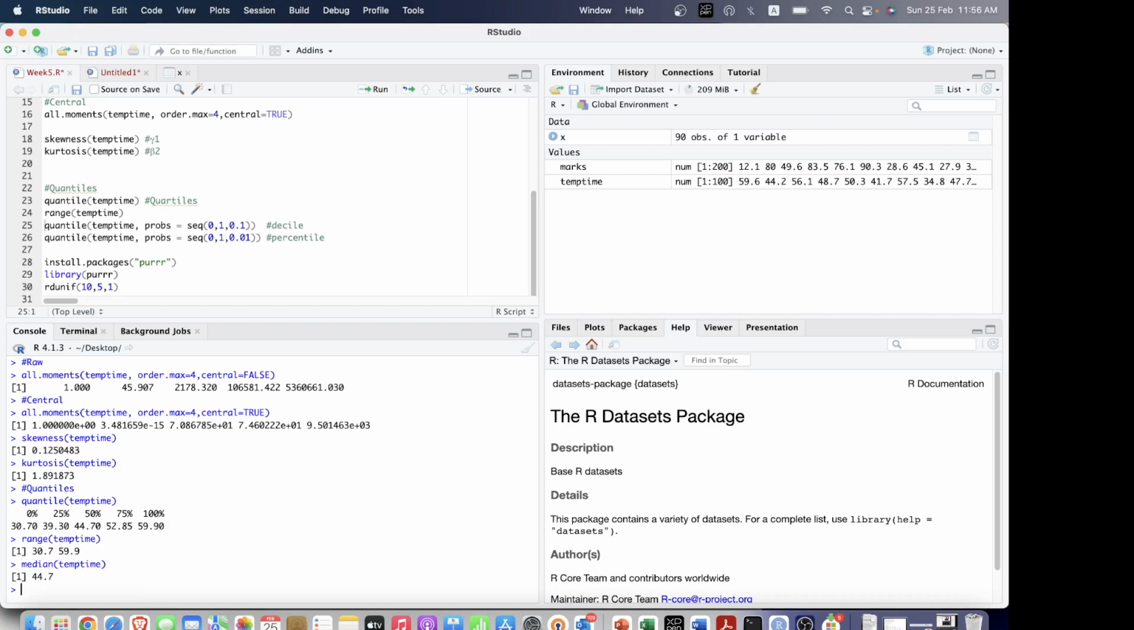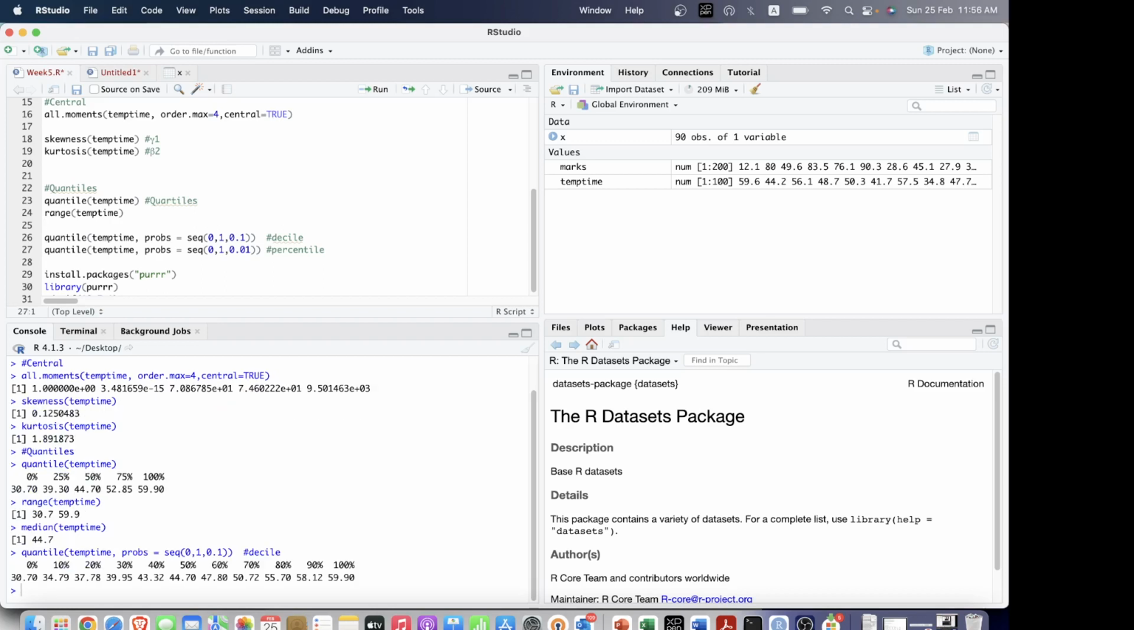Alright. Now if you have to find out deciles, what do they do? Deciles divide the entire data set into 10 parts. So if you run this command, you will get the data point below which 10% lies, the data point below which 60% lies, and so on. So these are the deciles.